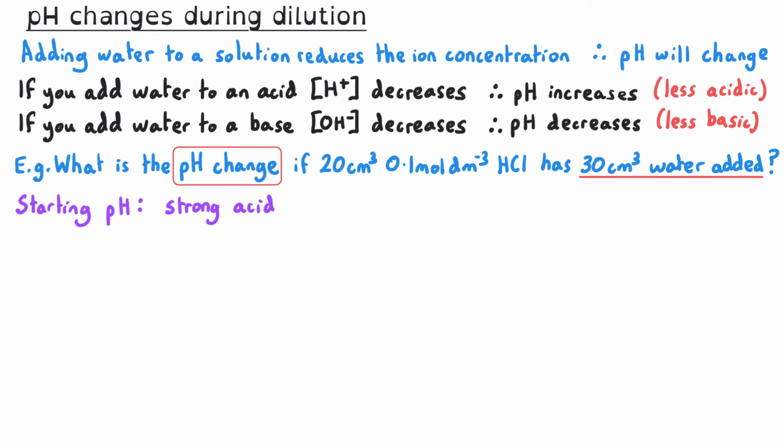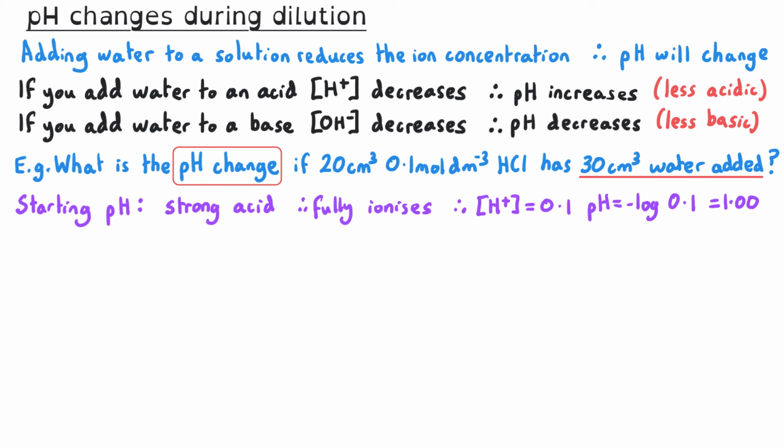We're working with hydrochloric acid, which is a strong acid, therefore it will fully ionize in solution, and therefore the hydrogen ion concentration will be the same as the hydrochloric acid concentration, and so it will be 0.1. And pH is the negative log of the hydrogen ion concentration, and so this gives us a starting pH of 1.00 to 2 decimal places.